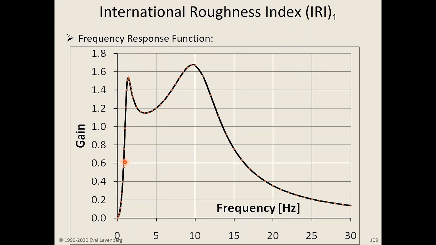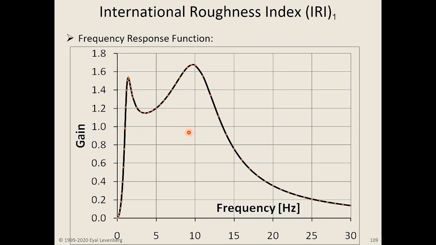This is to say that the longer the pavement wavelength above 11 meters, the more insensitive the IRI index is to these waves. Another example, let's look at a frequency of about 10 Hertz, which corresponds to a wavelength of about 2.2 meters. In this case, the gain is a bit over 1.6, which means that the IRI model is extra sensitive to this specific wavelength.